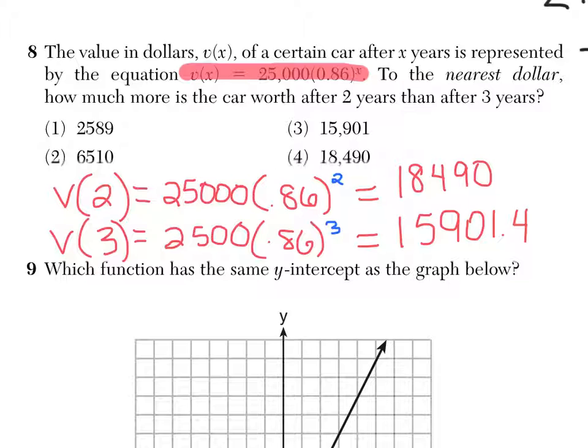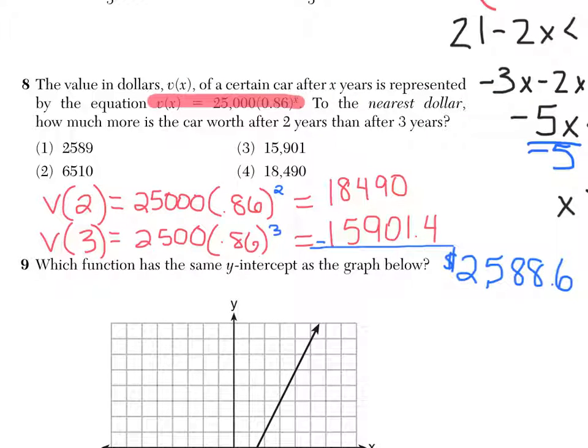So here is what we come up with when we substitute in 2 and 3 into our function and just simplify. You can basically type this entire thing into your calculator and that entire thing into your calculator to get these two output values. Then we need to figure out the difference, so let's subtract them. And we end up with $2,588.60, rounded to the nearest dollar would be answer choice 1.